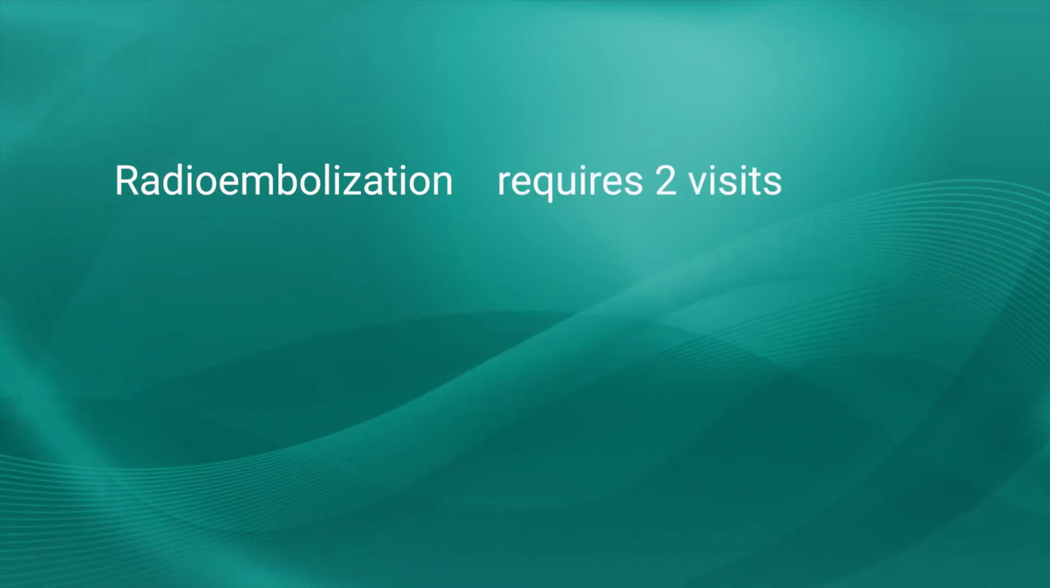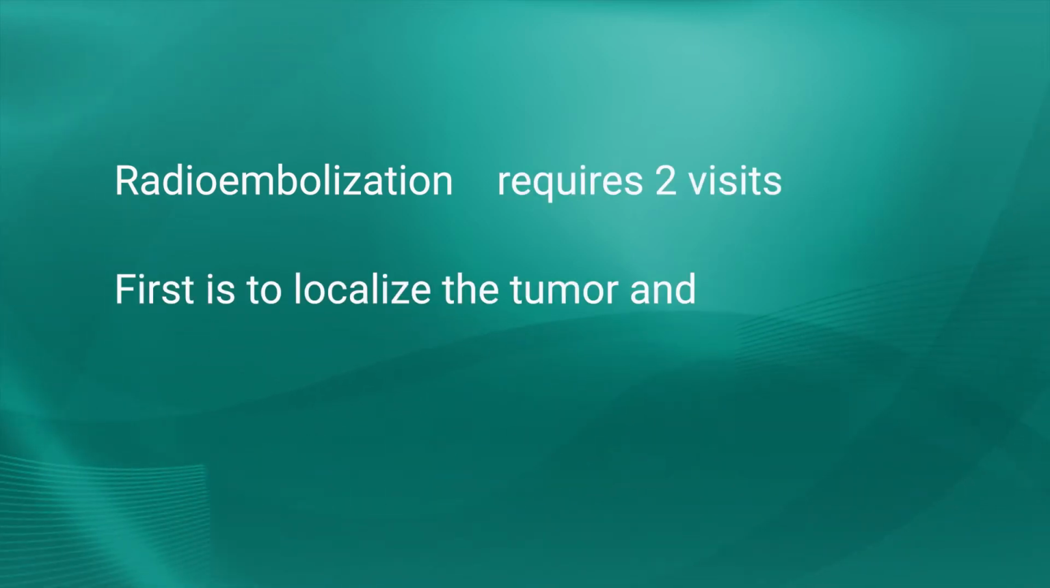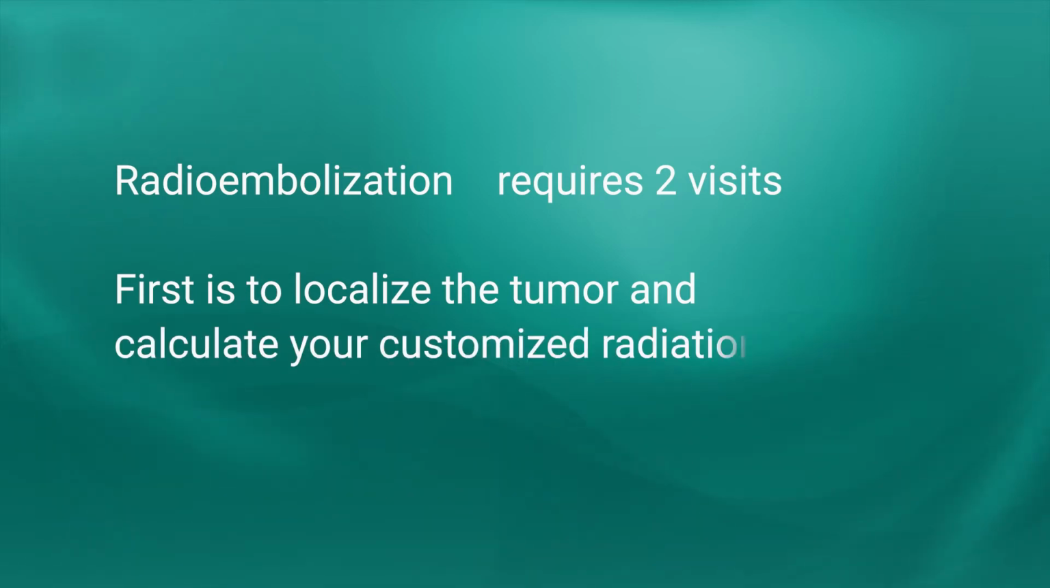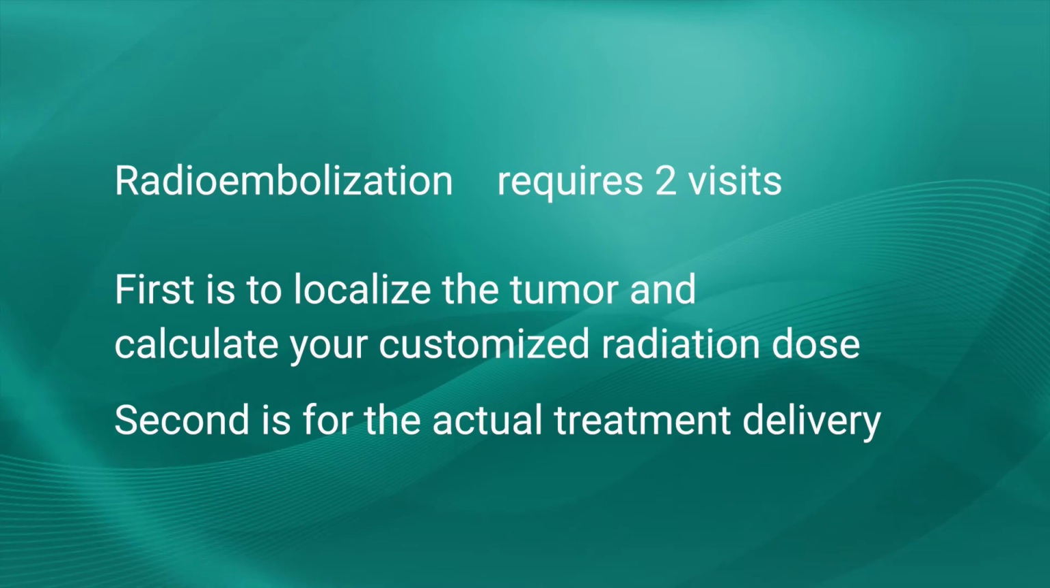One way that radioembolization differs from chemoembolization is that it requires 2 visits. The first is to localize the tumor and calculate your customized radiation dose, and the second is for the actual treatment delivery. These visits are usually separated by 1 week. The benefit of radioembolization is that it tends to delay the time to recurrence as compared to chemoembolization, although not all patients will be candidates.